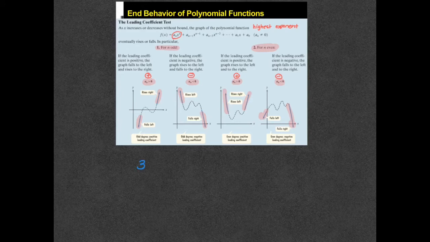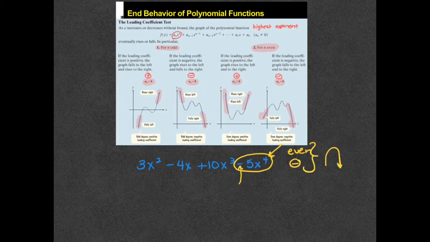So if I had 3x squared minus 4x plus 10x to the 3rd minus 5x to the 4th, I'm going to first look at all of the numbers that are there, find the highest exponent, which is here, and identify if it's even or odd. This time it's even, which means they're both going to point up or they're both going to point down. And then I look at the coefficient on the front of that variable and figure out if it's positive or negative. This is negative, and if it's even and negative, they both point down.